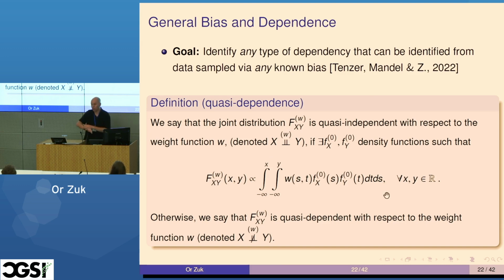So we don't have much time, so I will not go too much into the details. First, we need a new definition of what's called quasi-dependence. Why? Because it turns out that sometimes you cannot really tell if X and Y are dependent or not based on your biased sample. So some dependencies are destroyed by this mechanism of biased samples, but we still want to detect the ones that are not destroyed.